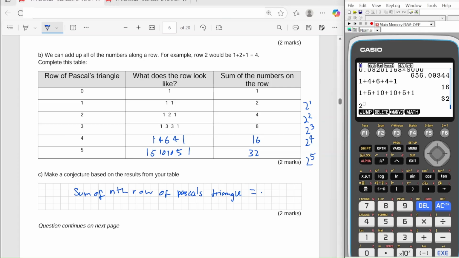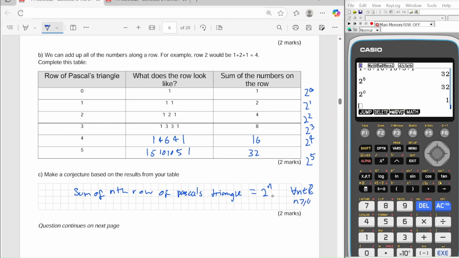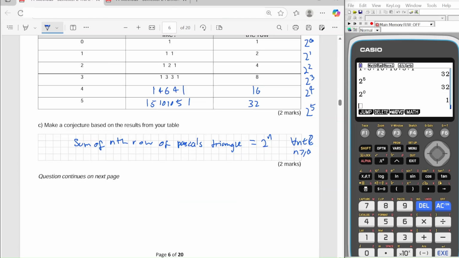So you could go 2 to the power of 5. I'd encourage having all the powers of 2, powers of 3, and squared numbers on your cheat sheet, just so you can spot conjectures. This one is 2 to the 0 because it's row 0. And if we check, 2 to the 0 is indeed 1. So it's 2 to the n. And I'm just going to say for all n in Z, n is greater than 0. So that means n's a positive whole number.